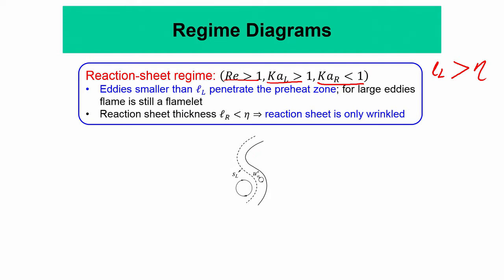And the reaction sheet thickness, L_R, is less than eta. So, the reaction sheet is only wrinkled. The reaction sheet does not change structure, whereas the eddy has penetrated inside the preheat zone and can change its structure. So, the preheat zone structure is changed, whereas the reaction zone structure is retained. This is called the reaction sheet limit, and it is very much of practical interest in gas turbine engines, SI engines, afterburners, etc. A lot of those flames belong to the reaction sheet limit.